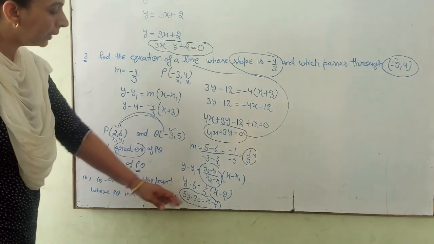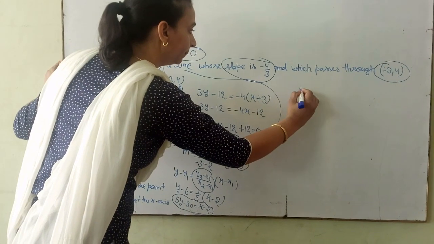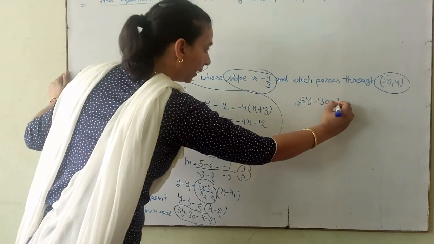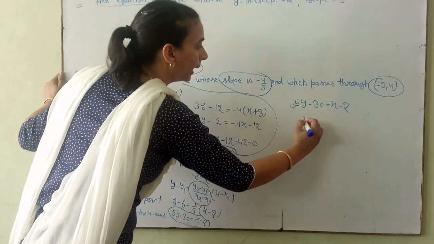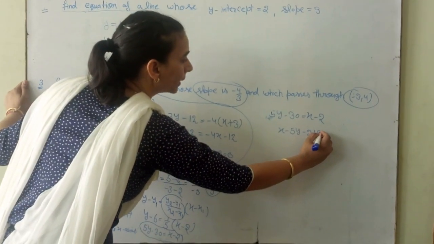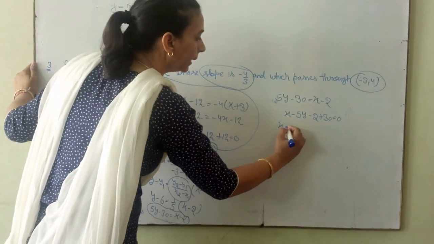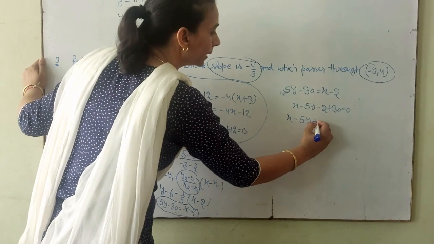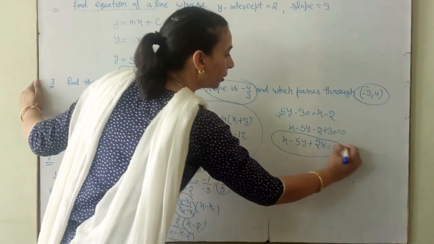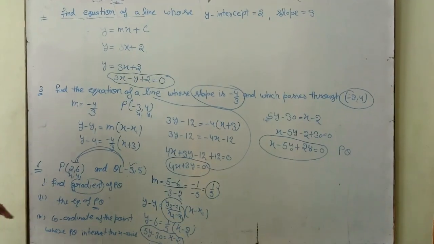We also write this as 5y minus 30 equal to x minus 2. Then x minus 5y minus 2 plus 30 equal to 0, so x minus 5y plus 28 equal to 0. This is the equation of PQ.